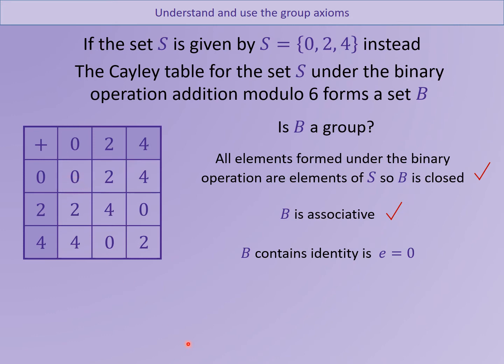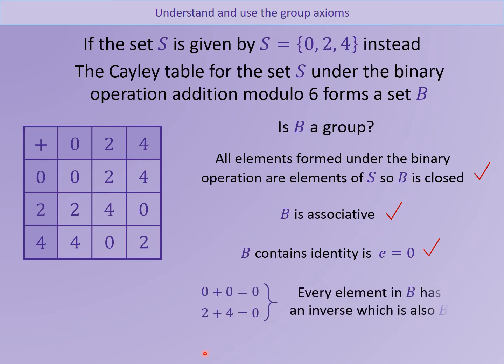All right. And finally, you take any number in there, can you add one of the other numbers in there to get back to 0, because 0 is the identity? Well, 0 plus 0 is 0. 2 plus 4 is 6, which is 0, so that's fine. And 4 plus 2 is 6, which is 0. So I would say that all the values have an inverse. So therefore, I would say that B is a group.